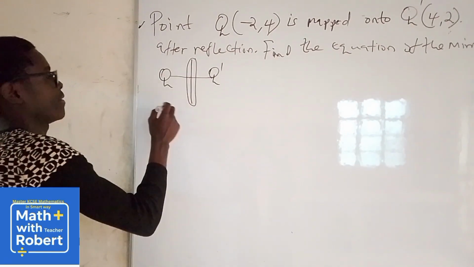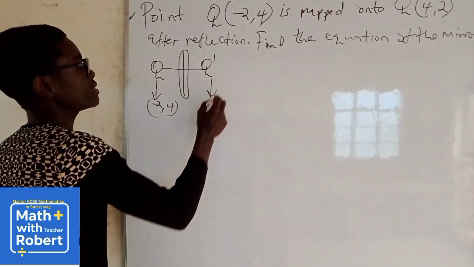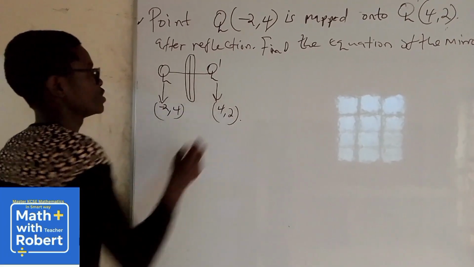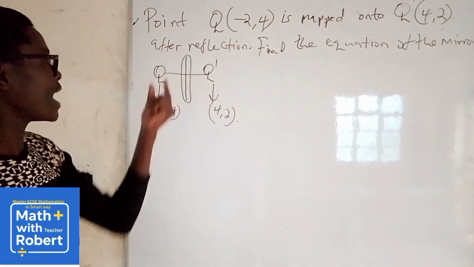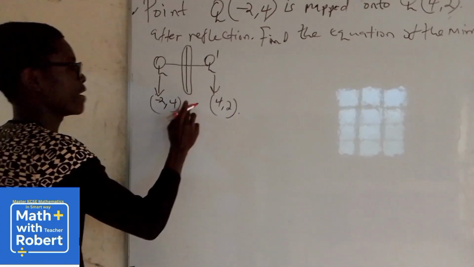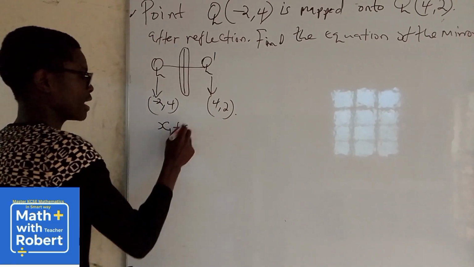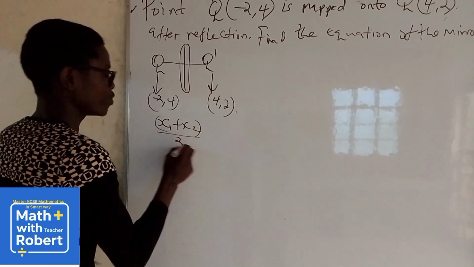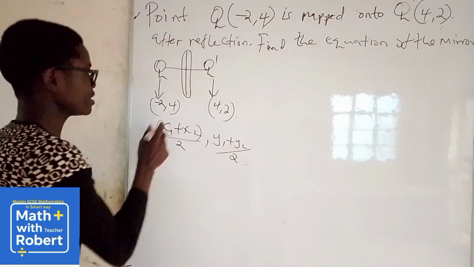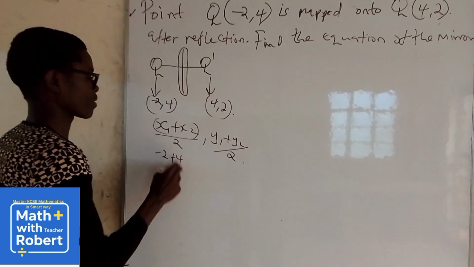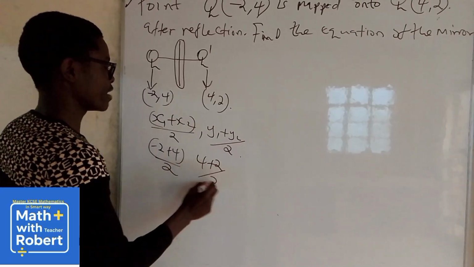So we say Q is negative 2, 4. Q prime is 4, 2. So step 1, we need to get that point where the mirror passes here. The mirror passes at the midst. So we need to get the midpoint of the 2 points. So the midpoint is x1 plus x2 divided by 2, y1 plus y2 divided by 2. That is negative 2 plus 4 divided by 2 and 4 plus 2 divided by 2.